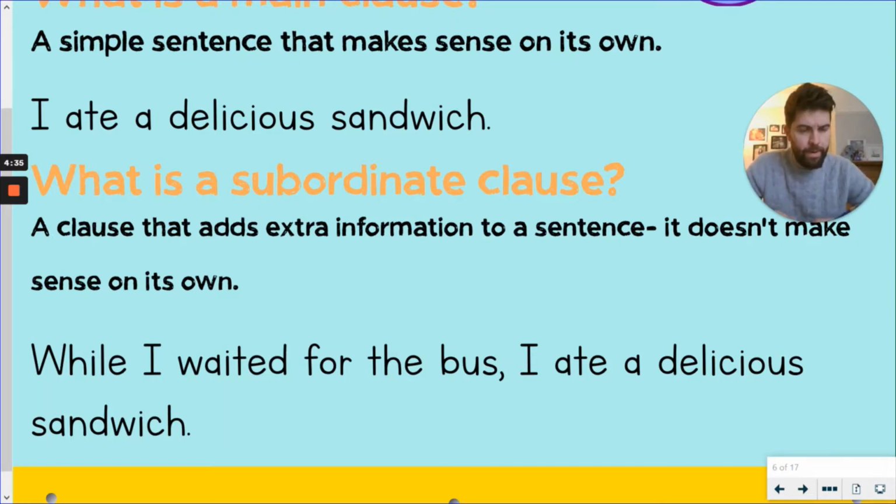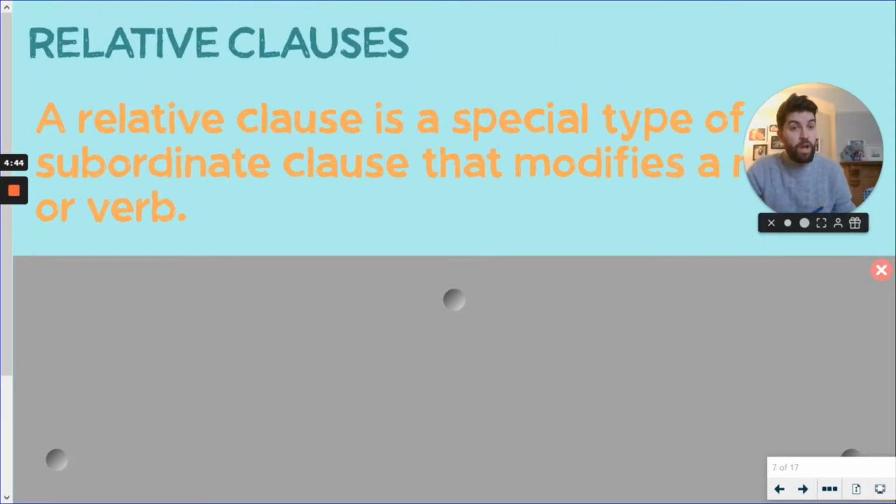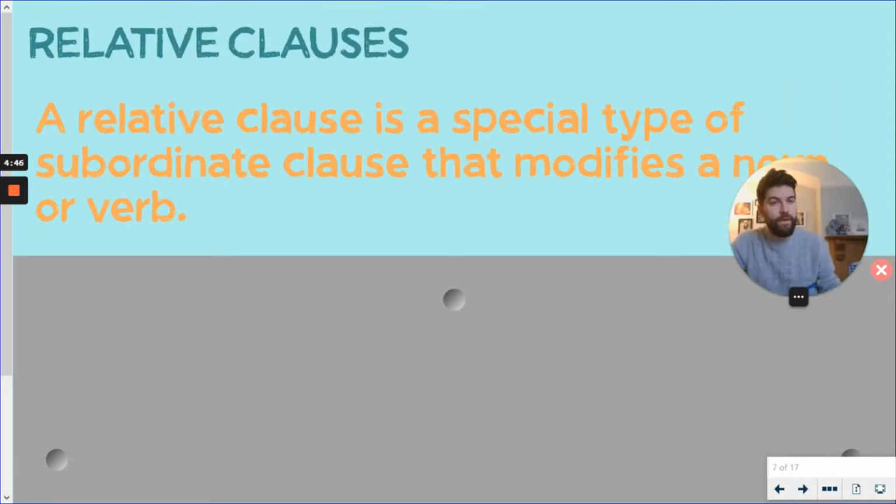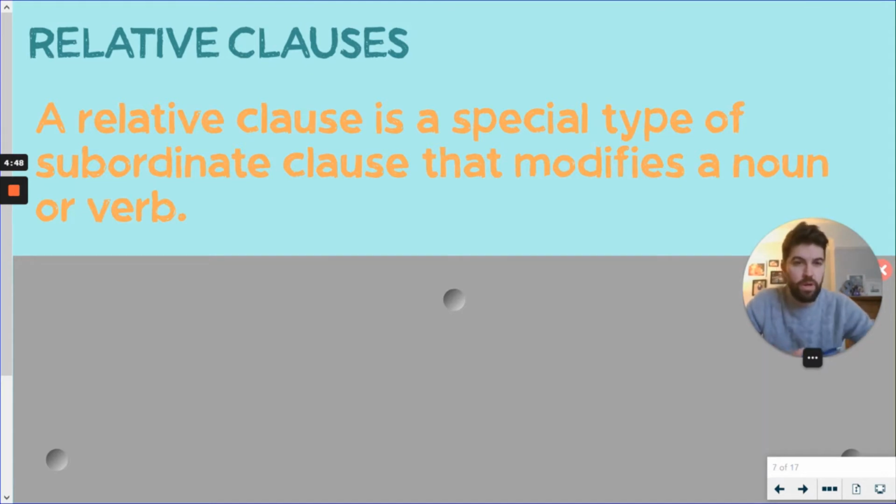They're not separate. I waited for the bus. I ate a delicious sandwich. They go together, and it's a subordinate conjunction that joins them together. Today, we're looking at subordinate clauses, but a very specific and special type of subordinate clause, one that modifies the noun or modifies the verb. Okay, it tells us a bit more, usually, about the noun. We're going to be quite focused on the noun modifying type today.